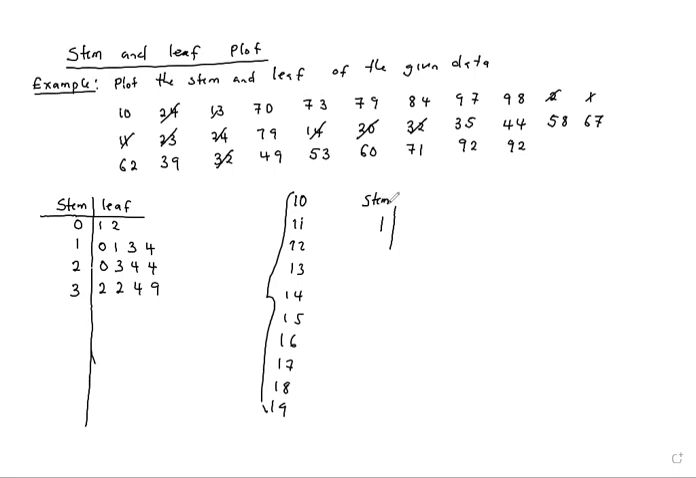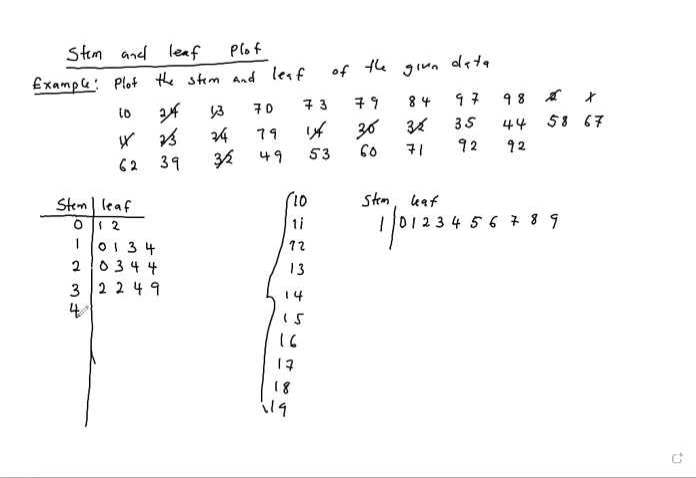And then 10, you just put 0. 11, you just put 1. 12, you just put 2. 13, you just put 3. 14, 15, 16, 17, 18, 19. So we are calling these numbers here the leaf. So you have the stem, and the 10, 11, 12, 13 give the leaf 0, 1, 2, 3. So we're looking at the 40s now. So you put 4 here.